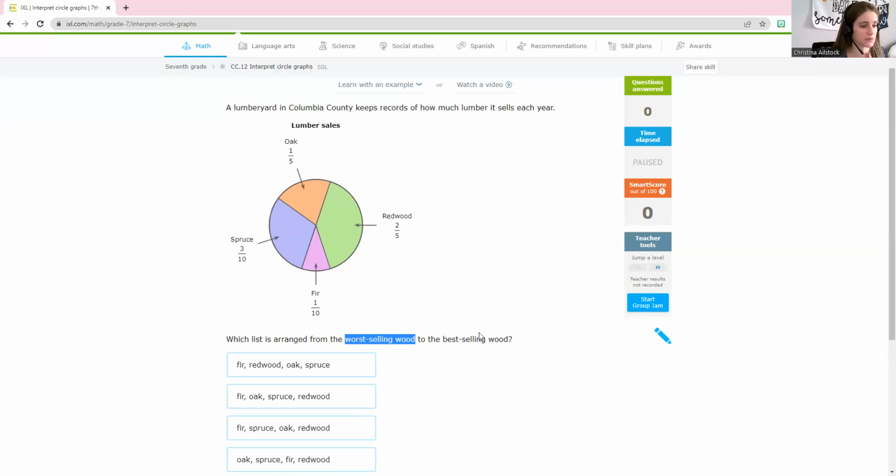So when I look at this, if it's the worst selling, that means they didn't sell very much. It's going to be the smallest section. And that looks to be this pinkish one, the fur. I'll just label it with F for fur. And then I'll put my fraction underneath so we can compare those in a minute to make sure they really do go in order from least to greatest or worst to best.